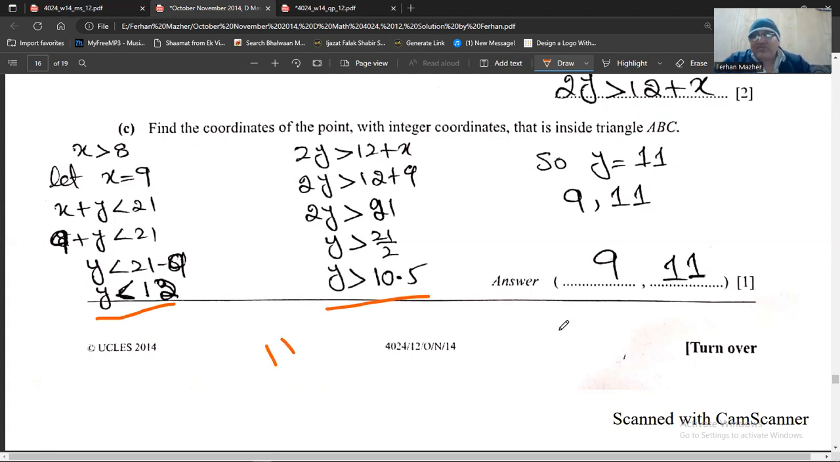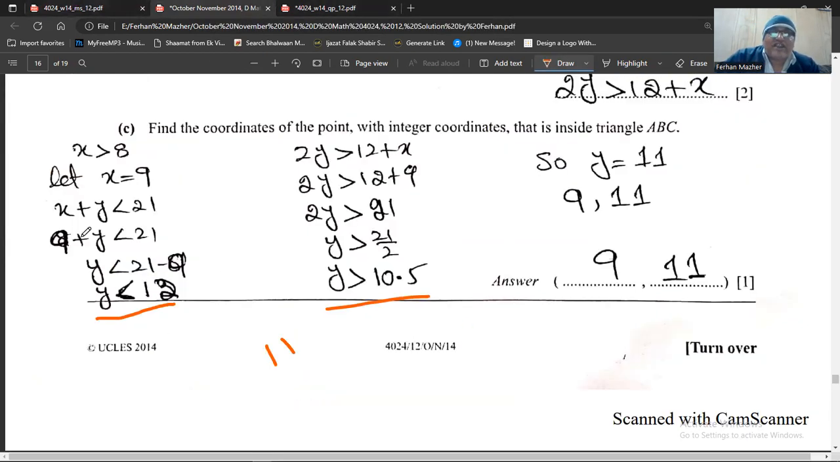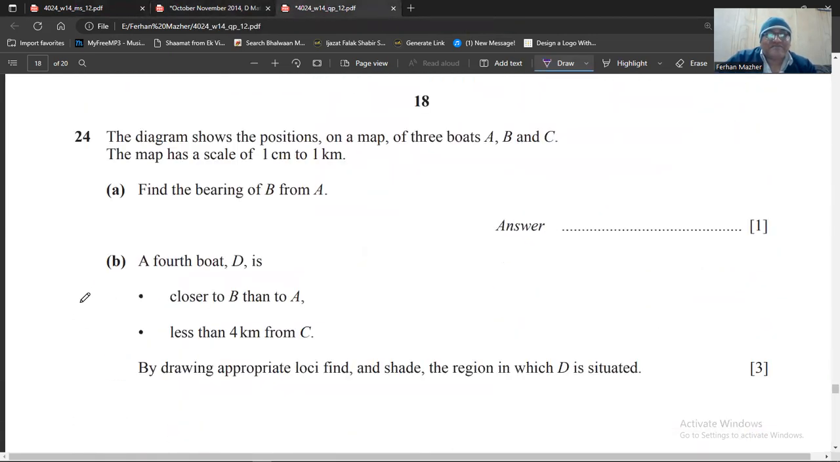So the point which will be inside that triangle ABC, with integer coordinates, one of them will be (9, 11). 9, 11 is the right answer. This is not a simple question. It's a very tricky idea. I hope you understand. So let's go to the next question.